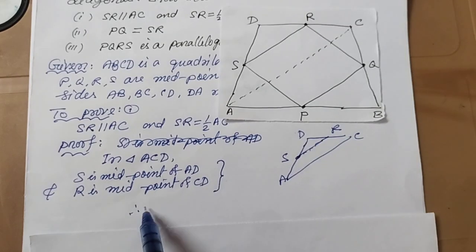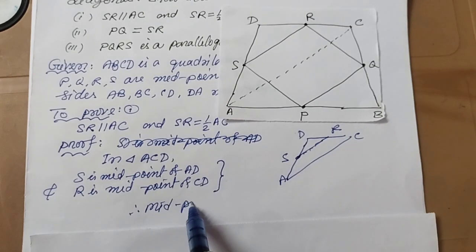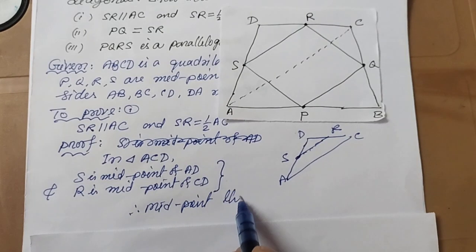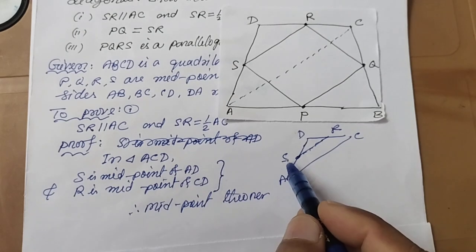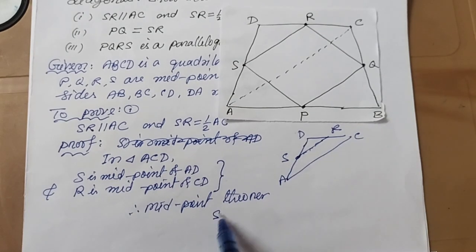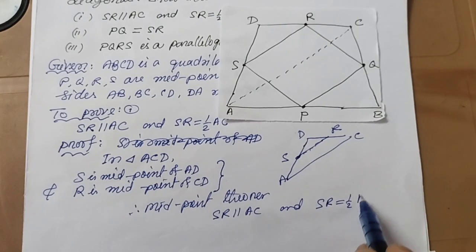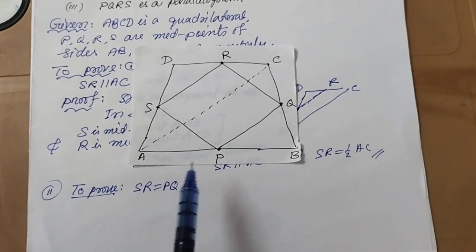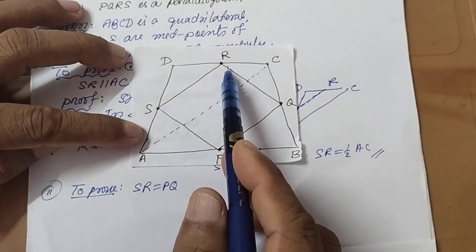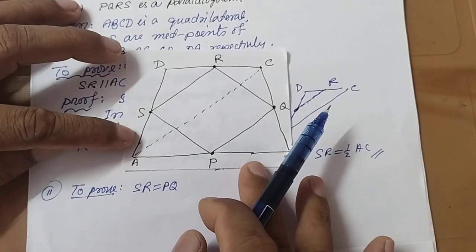Therefore, by midpoint theorem, what can we say? SR is parallel to AC, and also SR is equal to half of AC. So this first part is proved by midpoint theorem itself. Second part is to prove SR is equal to PQ in length.